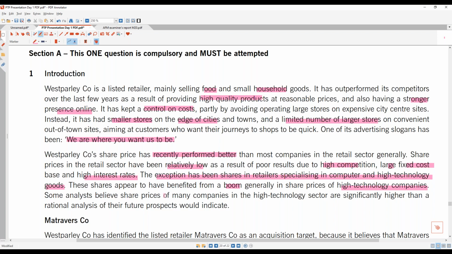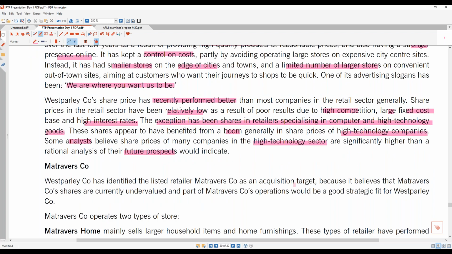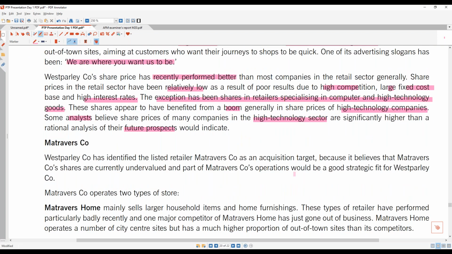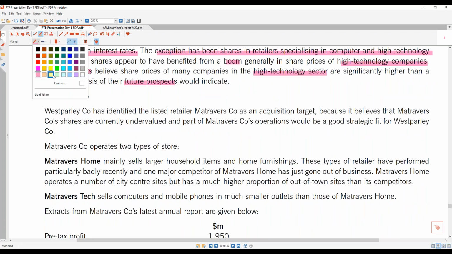Some analysts believe share price of many companies in the high tech sector are significantly higher than rational analysis of the future prospect would indicate. Means analyst says that high tech companies' high share price is indicating the future prospects because normal investors are expecting something from high tech sectors. Okay, next one.